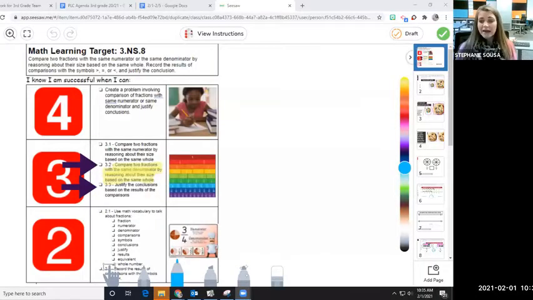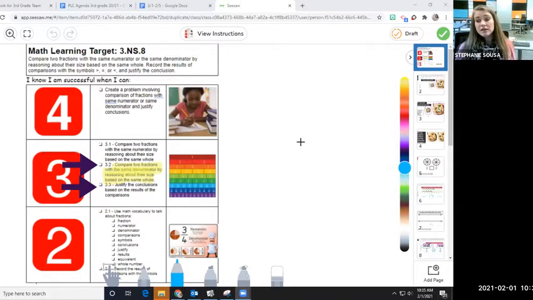I'm going to share my screen so that we can review the success criteria that you are going over today. We are moving back into fractions. We took a break from fractions to look at money and counting coins and bills. On Friday, you put a nice little bow on that with your assessment, and we're going to go back in to complete our fraction sections.